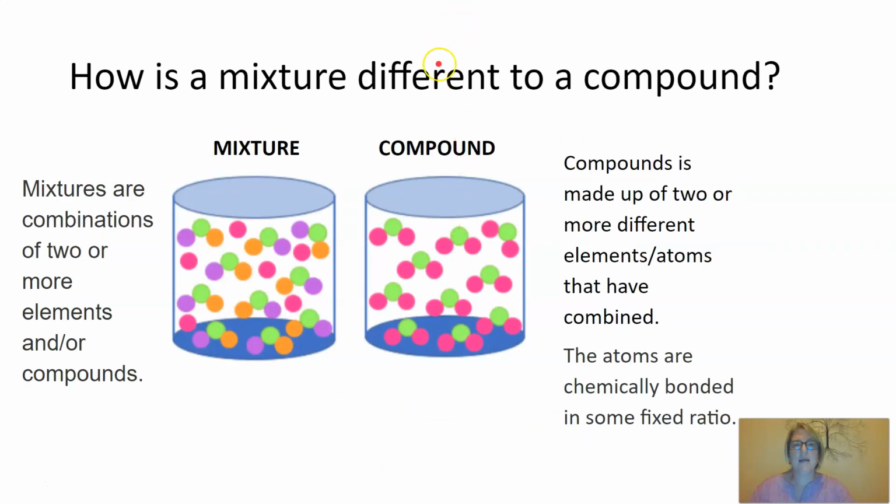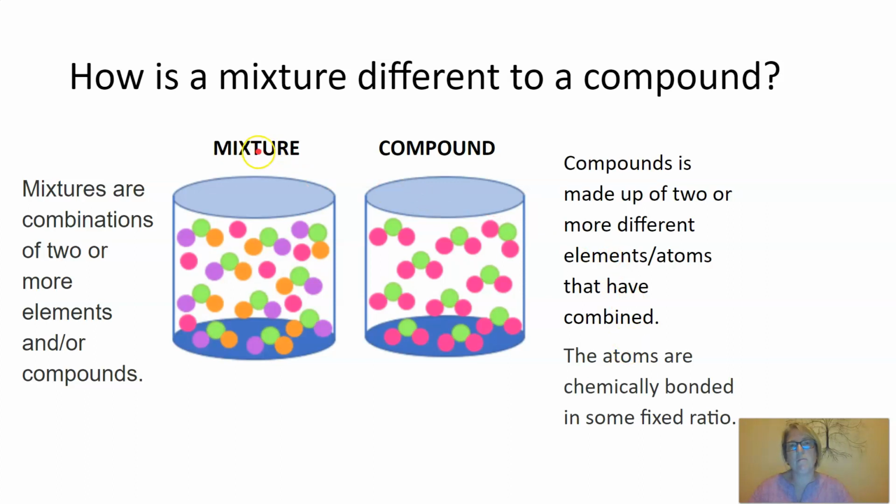So, how is a mixture different to a compound? So let's start off with a compound. A compound is made up of two or more different elements that have combined, or it's made up of two or more different atoms that have combined, and the atoms are chemically bonded in a fixed ratio.